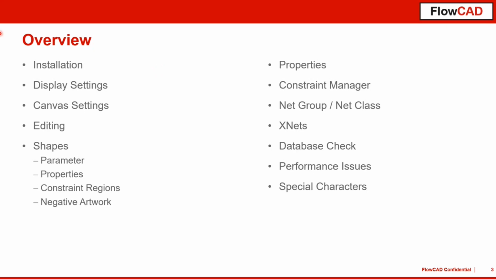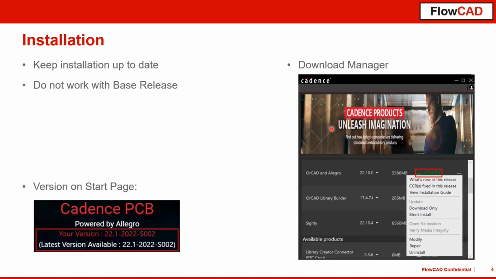Let's get started. We will talk a little bit about the installation, about setting up the tool, about different editing features, maybe also some things which are a little bit hidden inside of the tool. We will talk about shapes, then also a little bit about the Constraint Manager. A bigger topic will be XNets in the end. And this is the collection, and I hope everyone finds an interesting topic for themselves. So let's start with the installation.